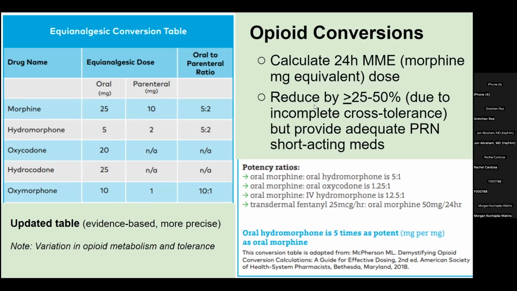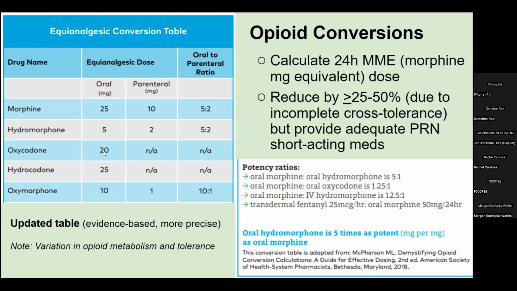And part of that is this phenomenon called incomplete cross tolerance. And you're probably going to see tables like this on the boards. They do provide the table on the boards, but you just need to know how to use it, and you need to know this concept of reducing the dose by 25 to 50% because someone may respond more effectively when you switch to a different opioid. And so you don't want to over-medicate them. It's better to underdose or err on the lower side, but have adequate PRN short-acting opioids available for breakthrough pain, and then to see over the next few days if that dose ends up being the right dose.